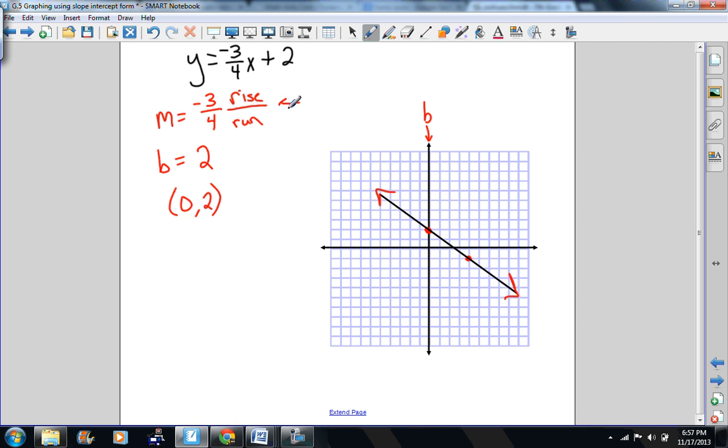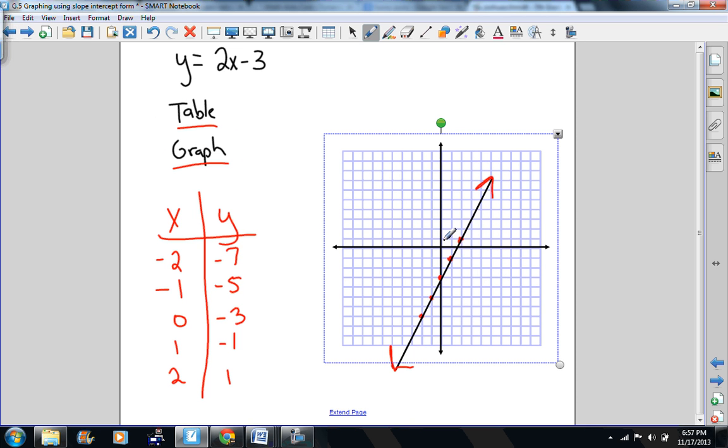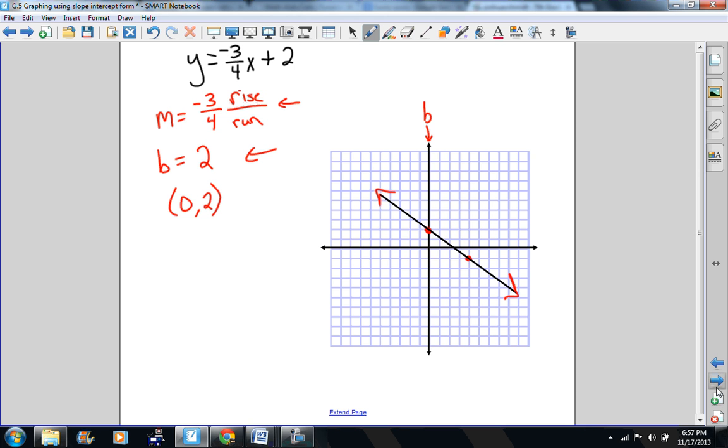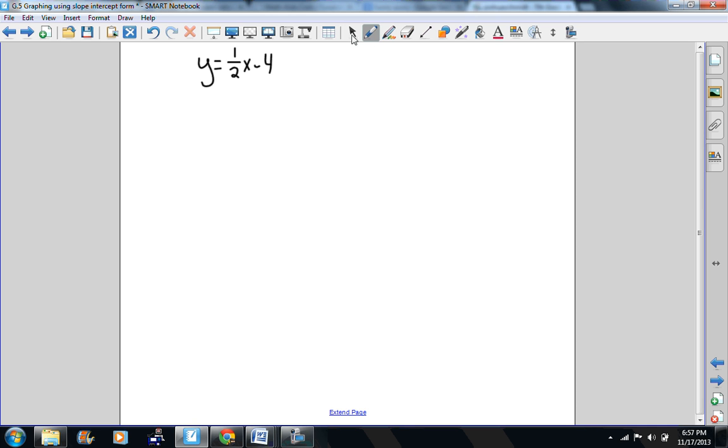We're identifying the m, the b. We graph the b first on this line. Then we use the slope to make our second ordered pair and graph. That's it. This is a shortcut. Now, if we did the table method like we had here, and we did the other method that we just learned here, they would give us the same line. That's very important. So here's another one.